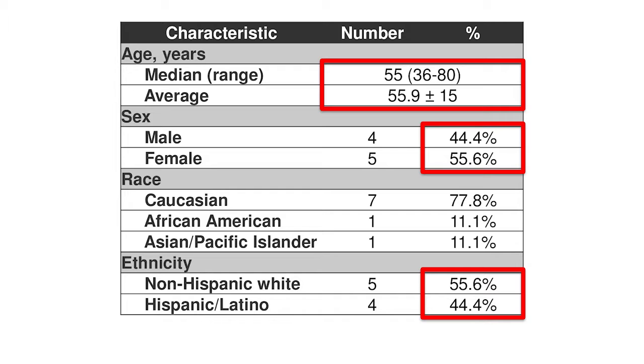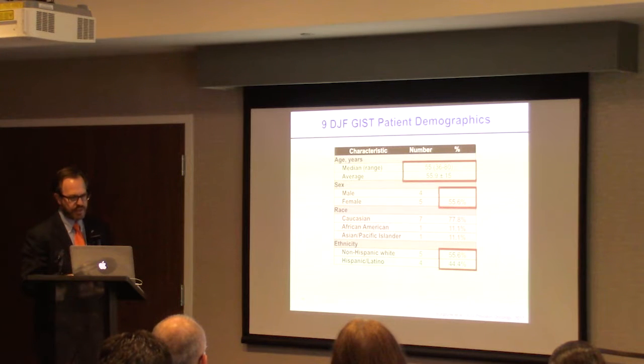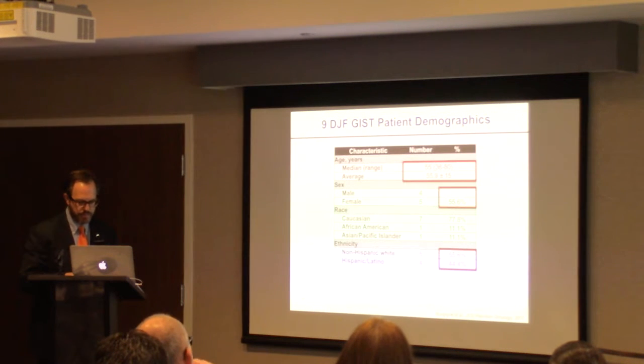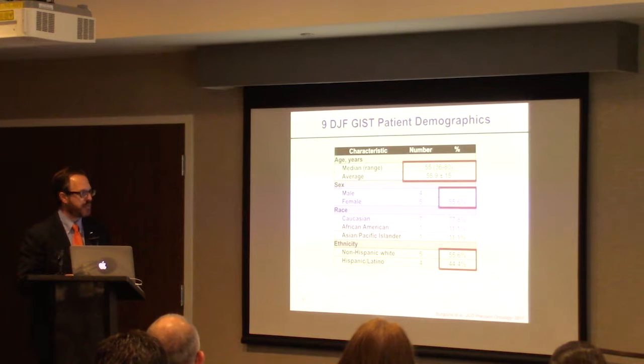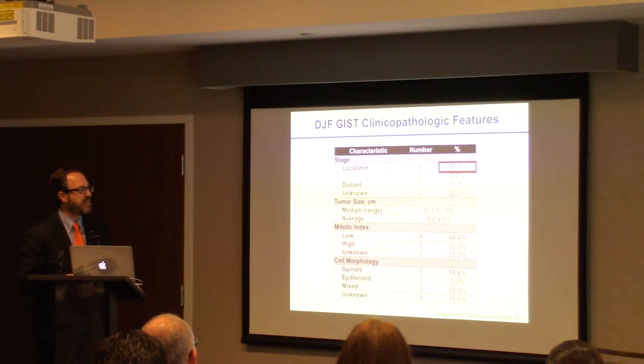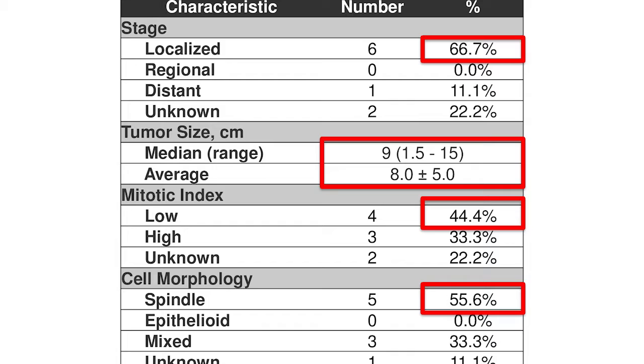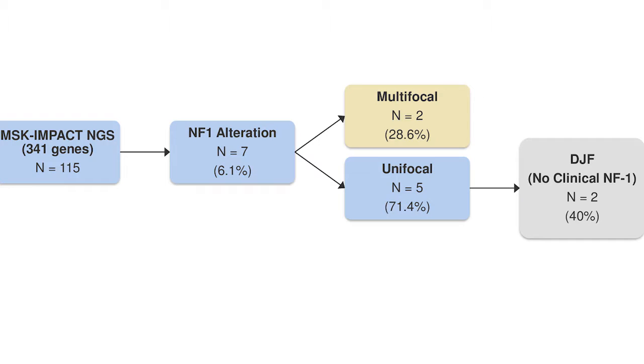Of these patients, they were in their mid-50s, a little bit more female than male. You can see that. And a little bit more non-Hispanic than Hispanic, but almost 50-50, and part of that's probably biased by San Diego having a large Hispanic population. Most of them were localized tumors, ranging from small to very large. Most of them had a low mitotic index, and about half of them had spindle cell morphology.